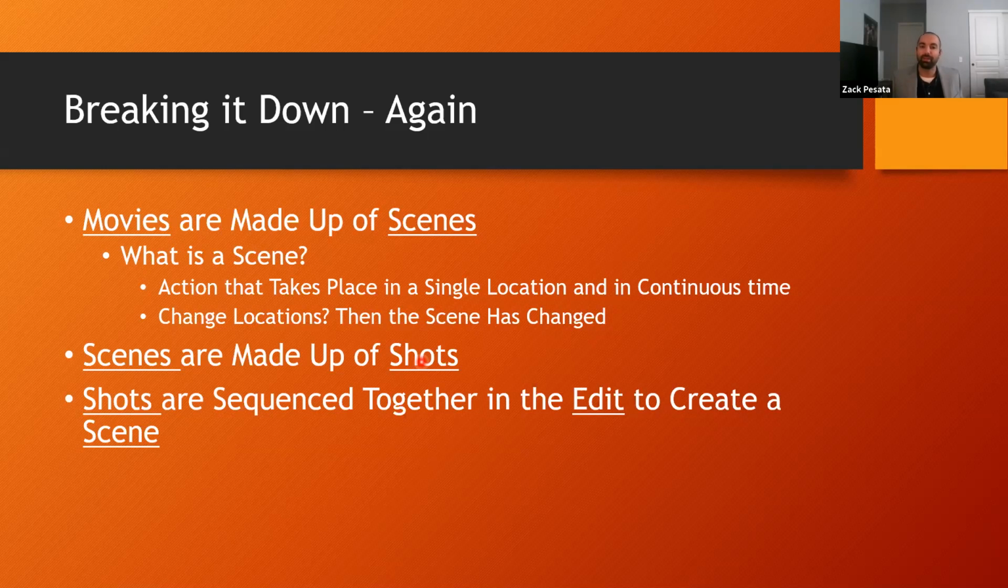Scenes are then made up of shots, right? As we saw, the shots are then pieced together in the edit to create a scene. And then several scenes are sequenced together to create the overall movie. So does that cycle kind of make sense?